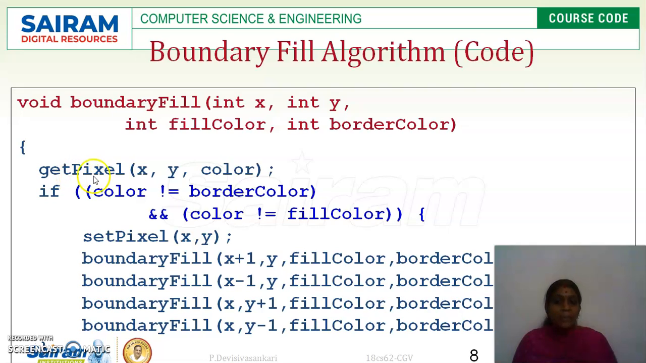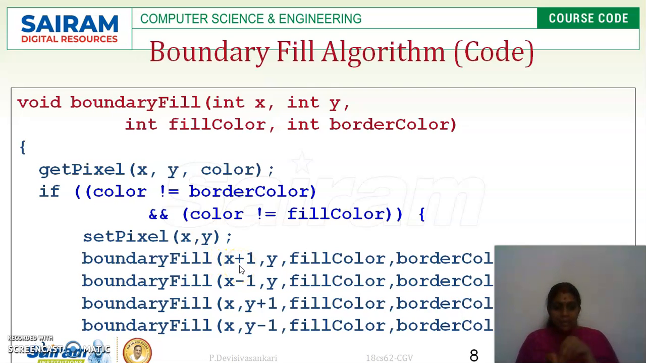These are the obvious steps. We have to get the pixel along with its color, which is nothing but the interior point. If the color is not equivalent to the border color, then we are going to fill it. If the color is equivalent to the border color, then we are going to color only the border. If this condition is satisfied, we set the pixel with that x and y value under the boundary fill, using the same function name to fill different pixels.